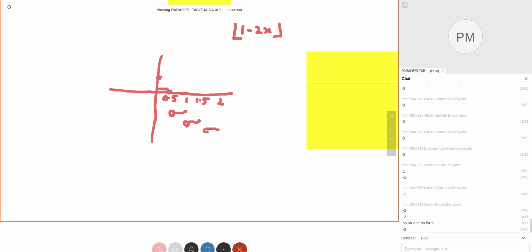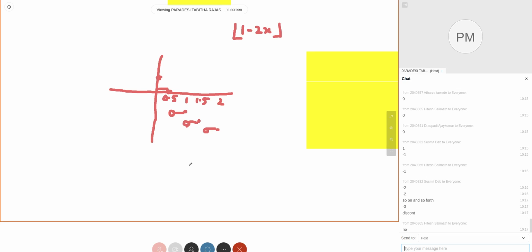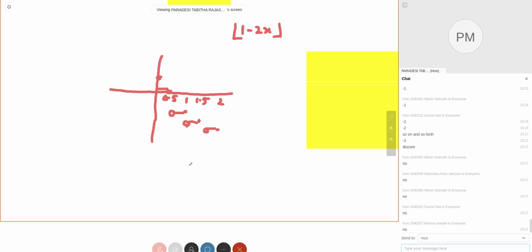Now look at this and tell me, is it continuous? Answer the question, is it continuous? No. Is it differentiable? If something is not continuous, how is it differentiable? Not continuous, not differentiable. Okay, what is the limit at 0.5? Looking at the graph, let me check whether the limit exists at 0.5.